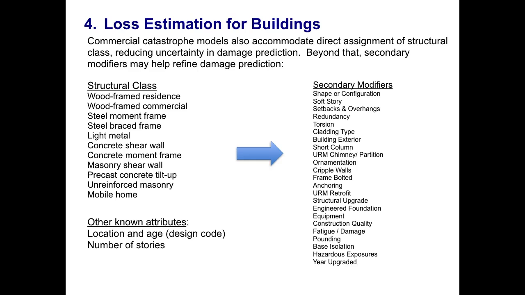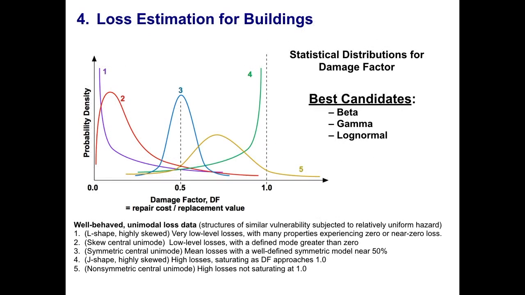So in the loss estimation for buildings, the loss estimate is not just a single number. We need to have statistical distributions for the damage relationships, and the best candidates for these statistical distributions of damage for individual buildings are things like beta distributions and gamma distributions and log normal distributions. Some of those are illustrated in this slide.